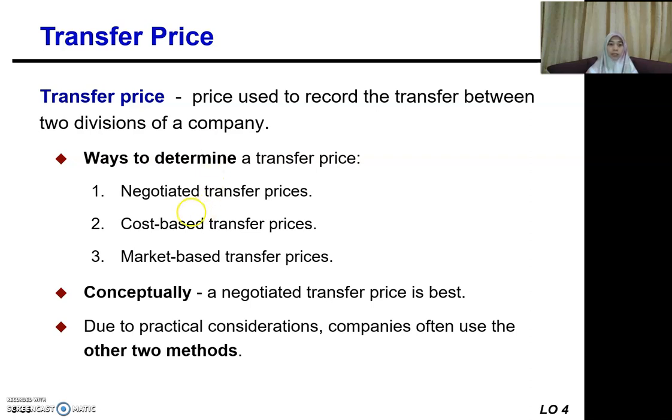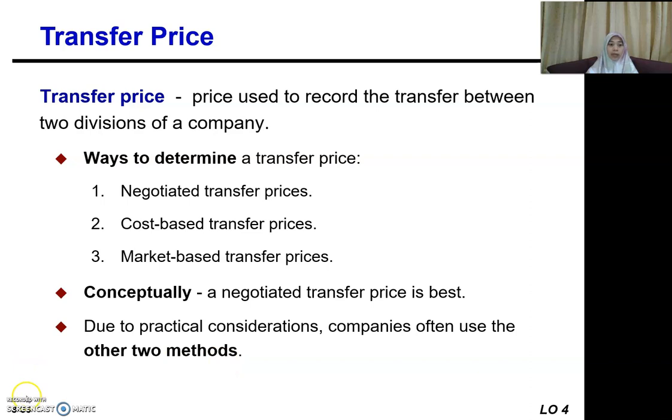To determine the transfer price, there are three ways. One is known as the negotiated transfer price. The second one is cost based, and the third one is market based. Conceptually, a negotiated transfer price is best. That means you negotiate the price between the seller and the buyer. Due to practical considerations, companies often use the other two methods.